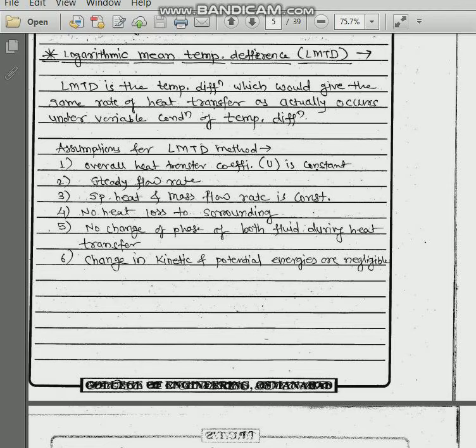Fourth one is no heat loss to the surroundings. Fifth one is no change in phase of both fluids during the heat transfer. As we know, because of heat transfer there may be changes of phase of the fluid, so we will consider there is no change of phase of both fluids during the heat transfer. And the last one is that changes in kinetic and potential energies are negligible. So this is again a very important assumption we have to consider, and we will start the LMTD for the parallel flow heat exchanger.